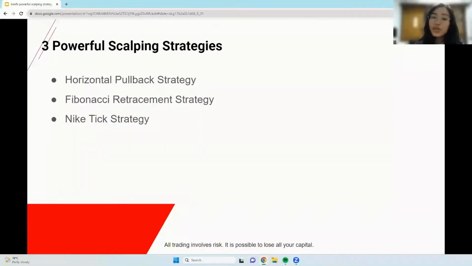Now let's get into the 3 powerful scalping strategies. Firstly, we have the horizontal pullback strategy. If you were here for our recent support and resistance series on our webinars, this would be familiar to you. Next would be our Fibonacci retracement strategy. It's pretty straightforward. You're basically using Fibonacci retracement to see where prices will retrace towards. And lastly, we have the Nike tick strategy, or what we call Fibonacci extensions. So let's get into these now.